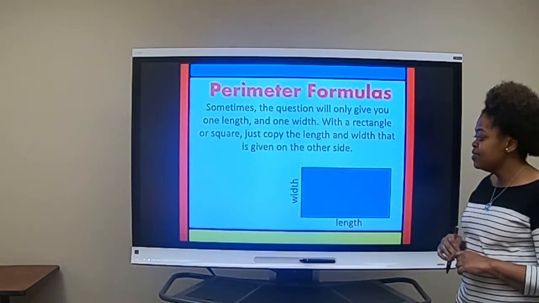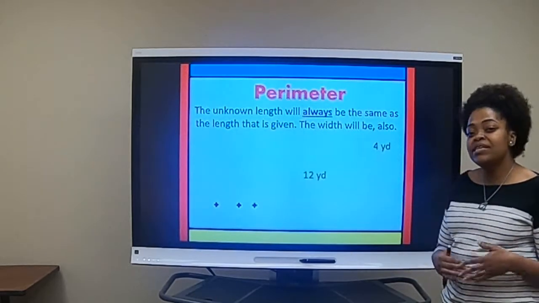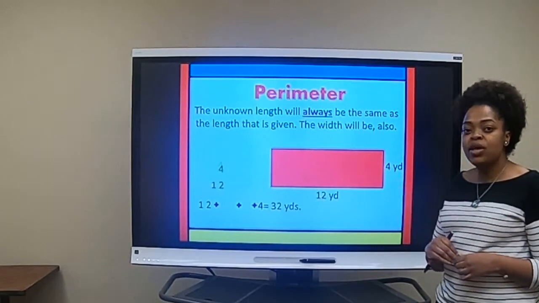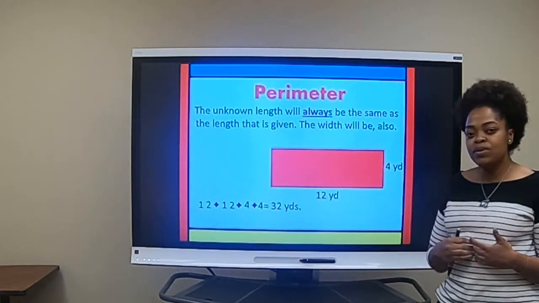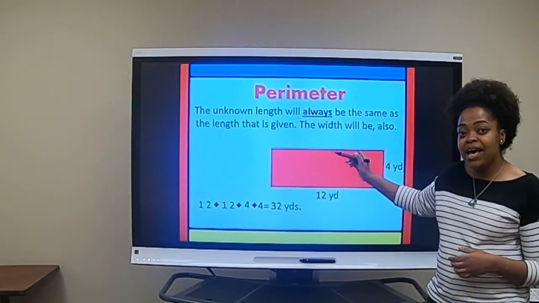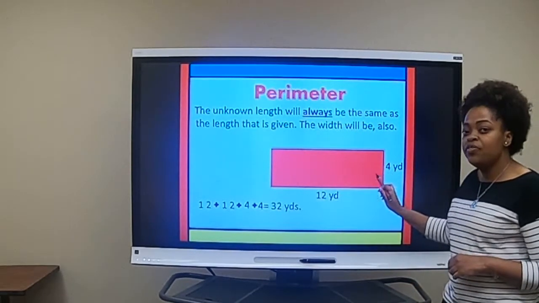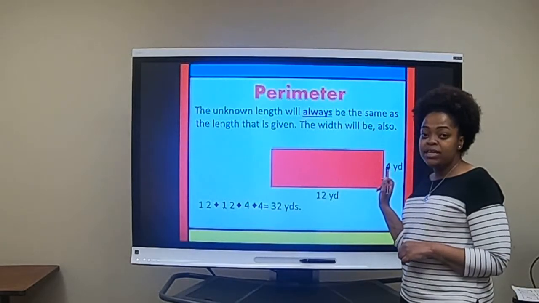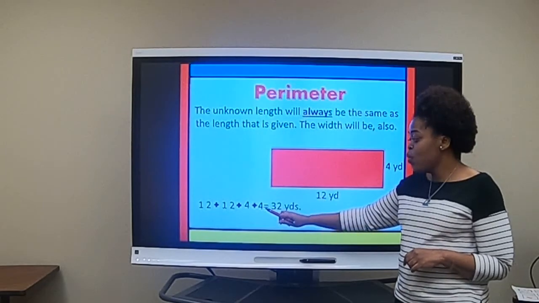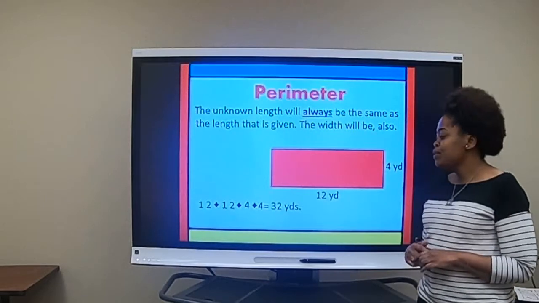You are correct. Anytime we have a shape that does not give us both side lengths and both widths, we can simply copy those, because we know that this length on the opposite side is the same as this length, and the width on the opposite side is the same as this width. So that would give me 12 plus 12 plus 4 plus 4, which is equal to 32 yards.